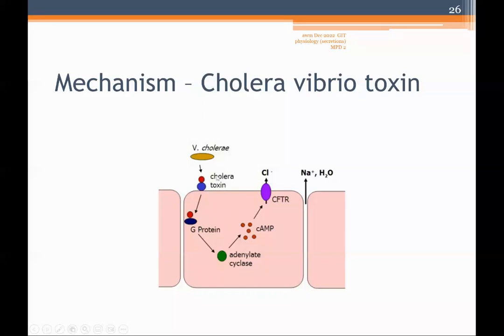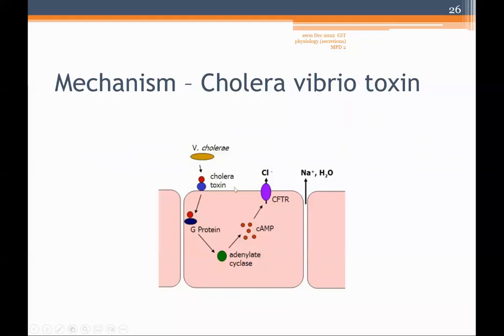So what happens is that the cholera toxin increases secretion. So you're going to get a net outflow of water from the cells into the lumen. And that's why you end up with diarrhea, because the secretion is greater than the absorption. And you can see now, not only is the chloride being secreted, but it's going to be followed by the movement of water and sodium ions.